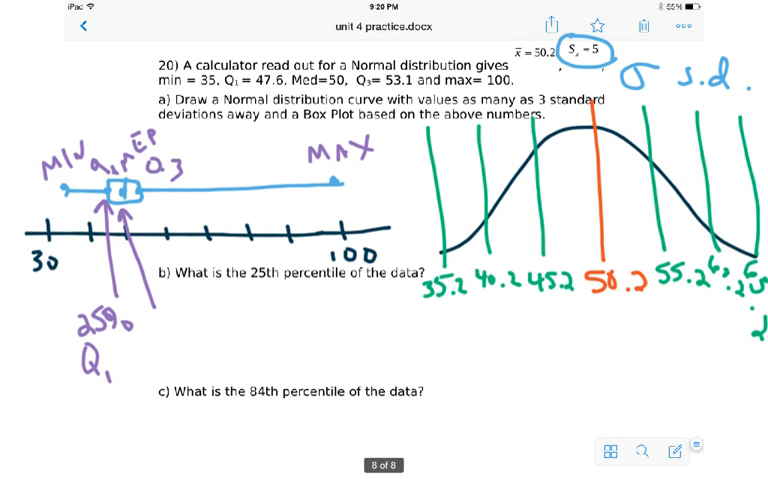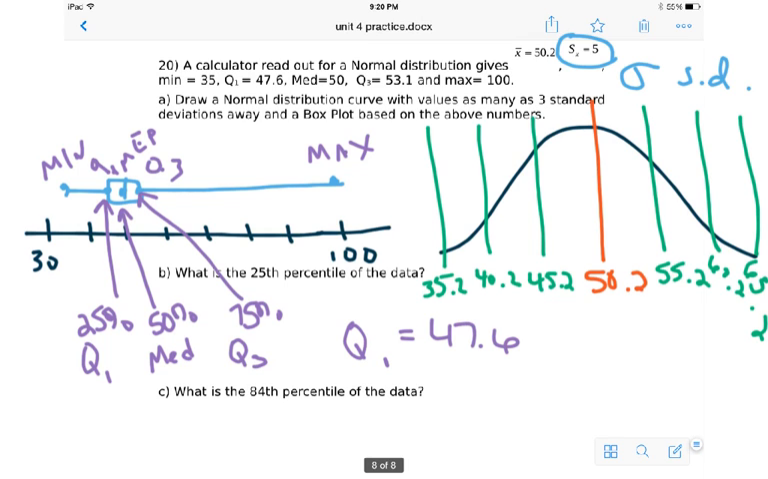The median is at the 50th percentile. Quartile 3 is at the 75th percentile. And obviously the maximum's at your 100th percentile because that's at the end of your data. And the percentile is how much data is below it. So if I ask you what the 25th percentile is, I'm asking you for quartile 1, which is 47.6.